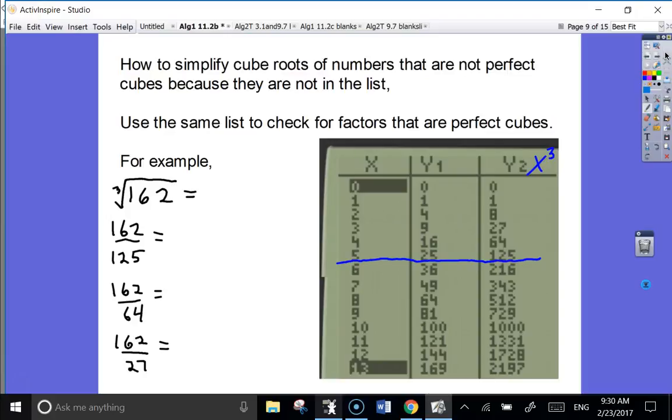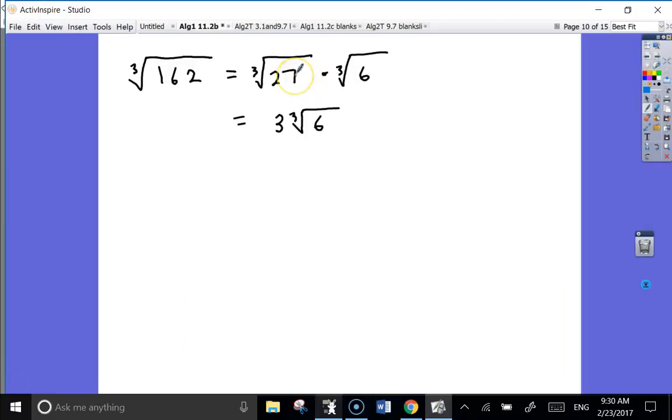1.2. Okay, that's good. 1.2 there, approximately. What is 162 divided by 64? Okay, it's about 2.5. Okay, what about 162 divided by 27? It's actually exactly 6. So that is where we want to go with that. We can say that 162 is 27 times 6, and the cube root of 27 is 3.